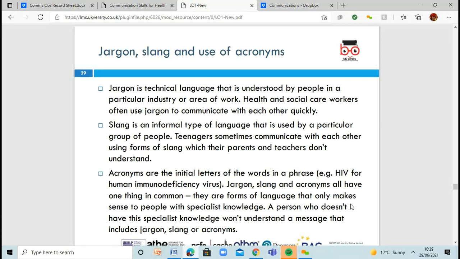Again, jargon and slang, we've talked about that. If you were saying HIV and somebody doesn't understand what HIV is, it's human immunodeficiency virus, then try and stick to what you know that they'll know. So if you're speaking to a colleague, an expert, then use the big term, the jargon or the acronym. But if you're not, try and keep it straight and simple.